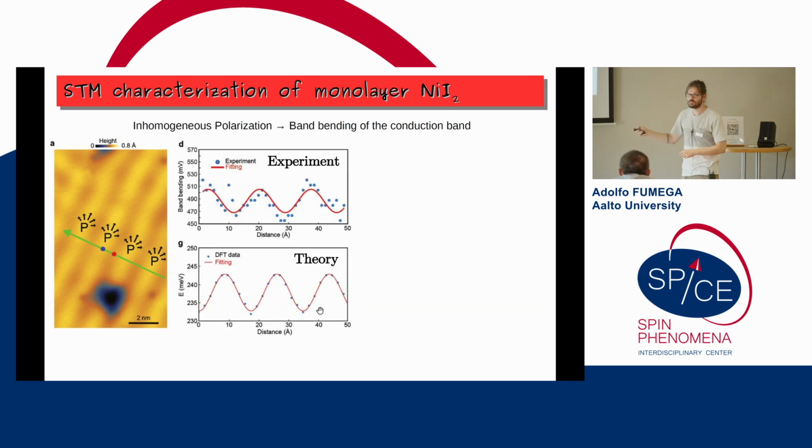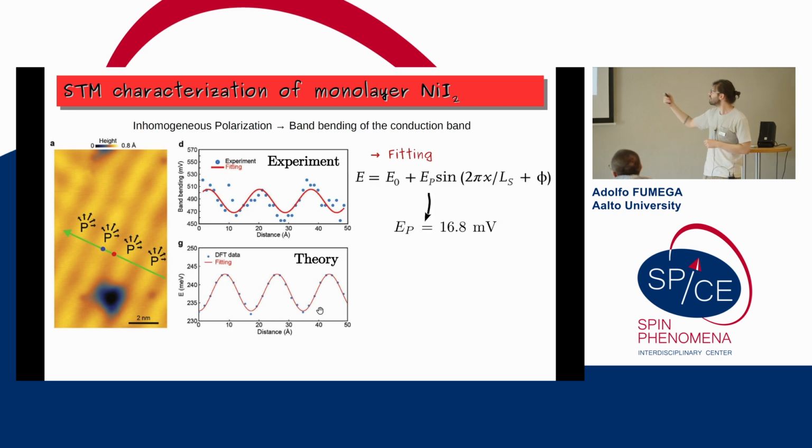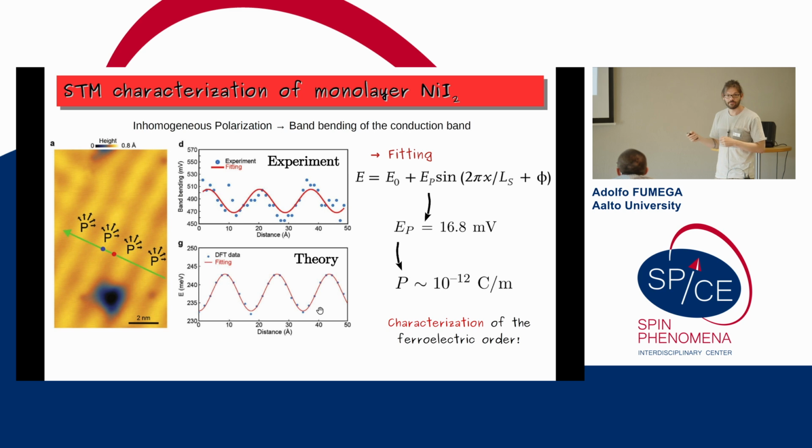We can see here that they match quite well to a sinusoidal function. So we can fit to that. And from the amplitude of that cosine function, we can estimate what will be the electric polarization, because that sort of band bending is intrinsically there. So that allows us to characterize the ferroelectric order in the system by estimating the polarization.